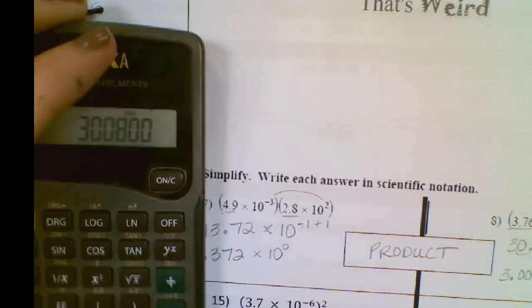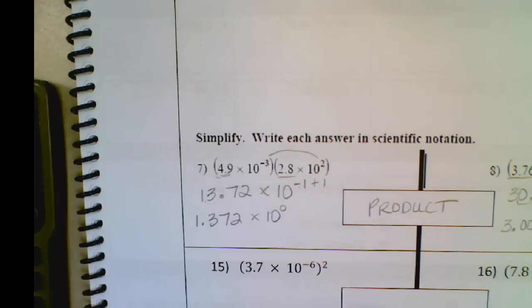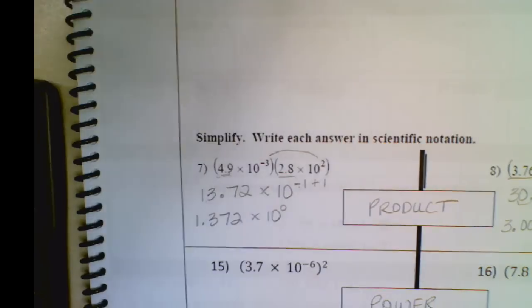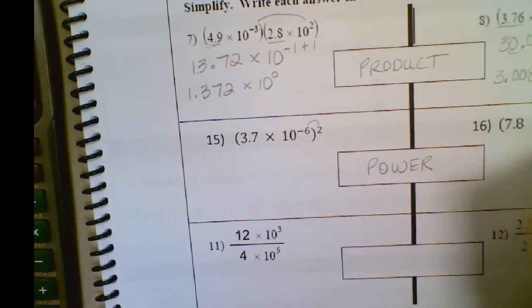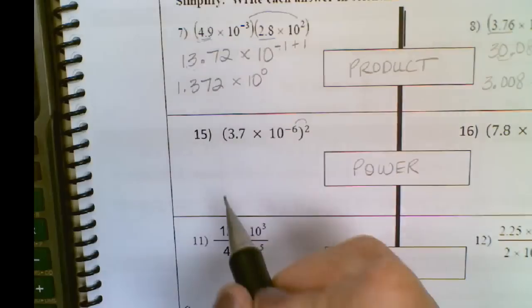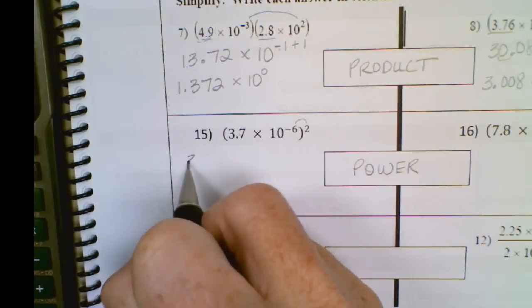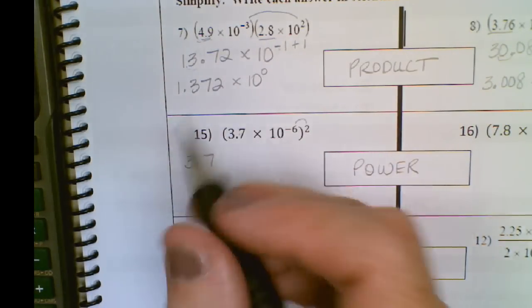Okay, power property. Power property is actually a little bit easier. So what does our power property say? It says that when we raise a power to a power, we multiply those exponents. So this is actually a little bit easier than product property. So you're just going to take your number that's out in front, 3.7. It's between 1 and 10, so we're not going to have to adjust that at all.